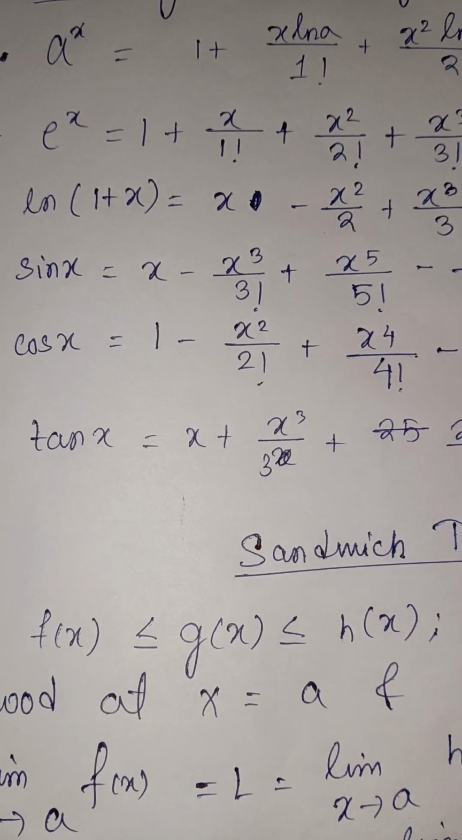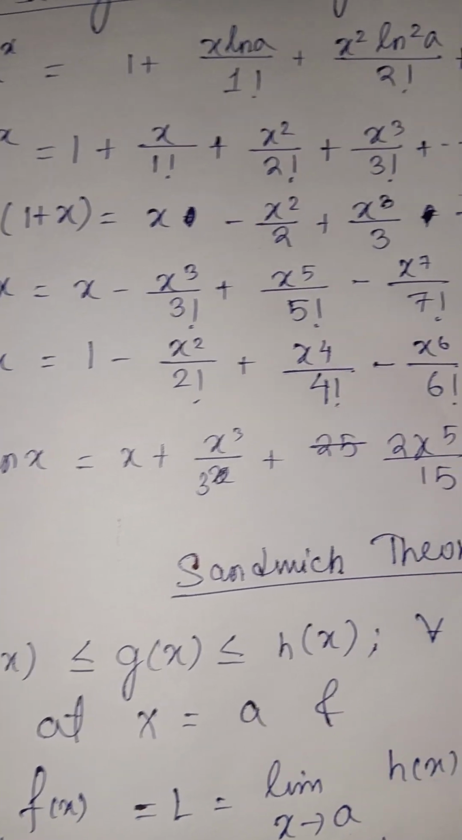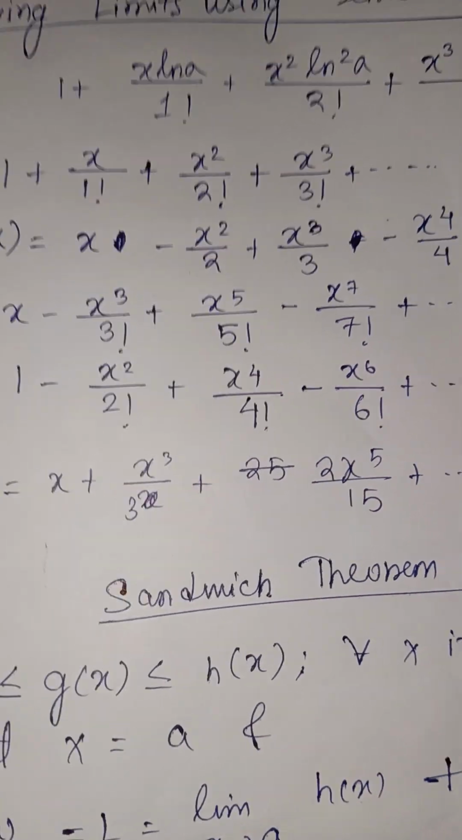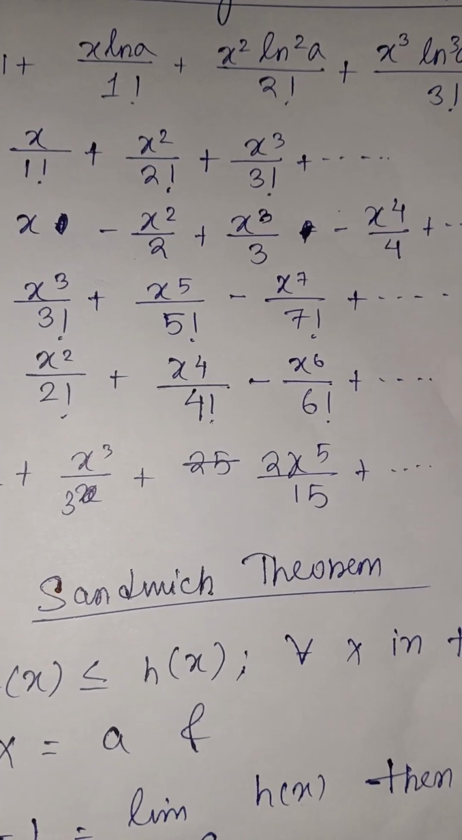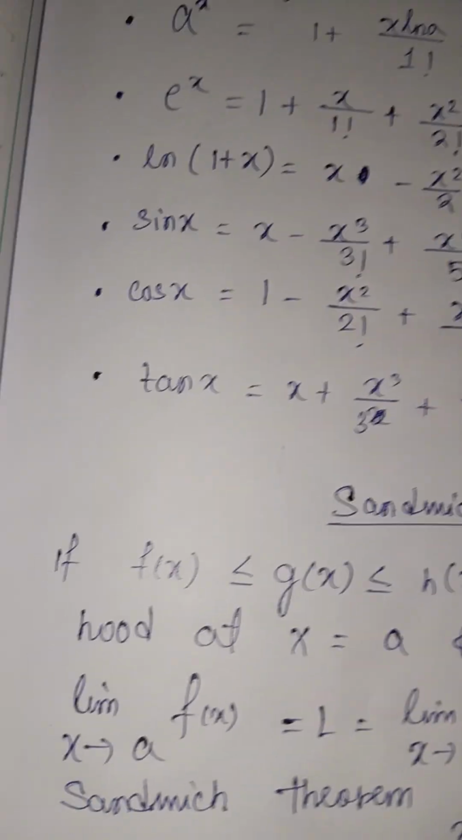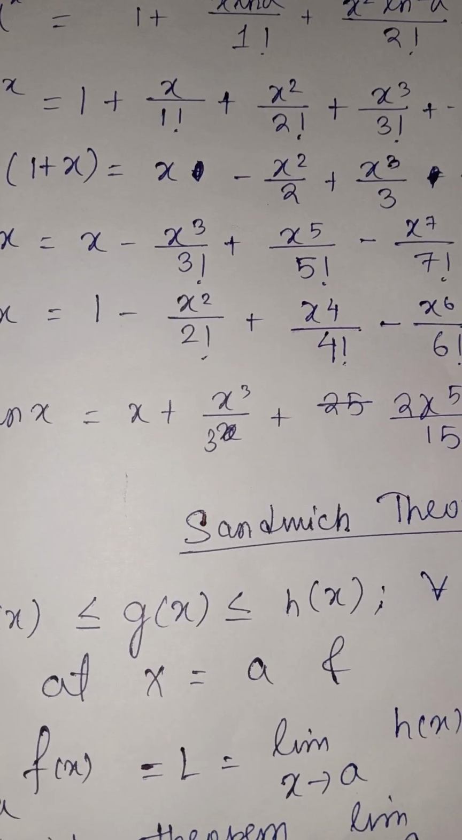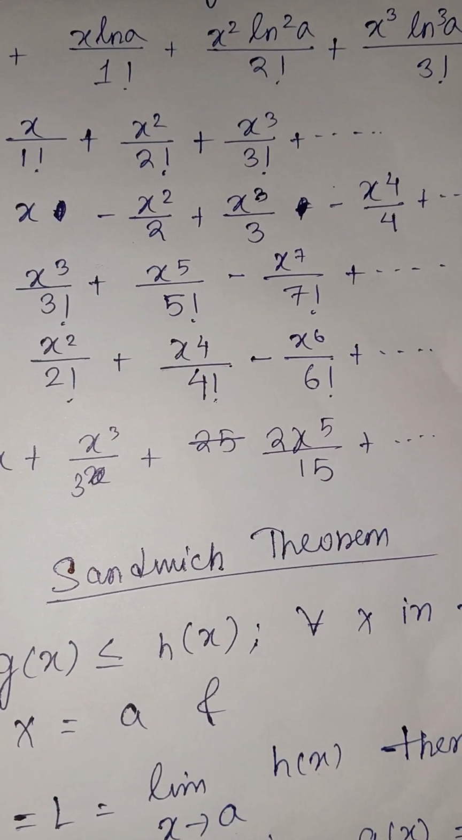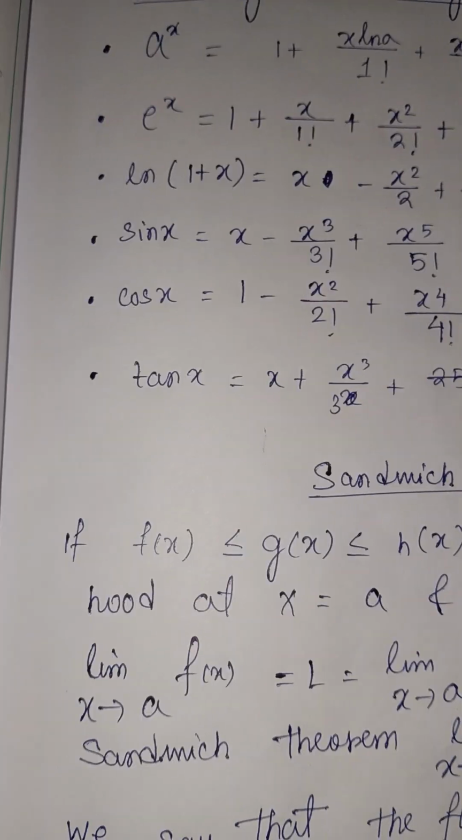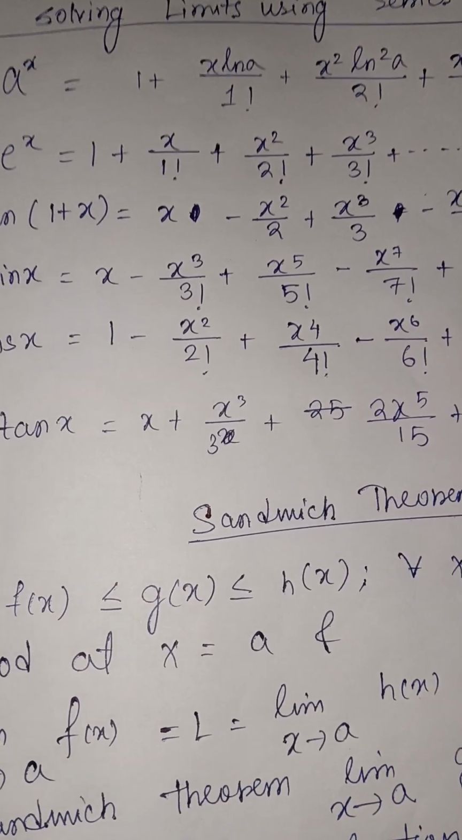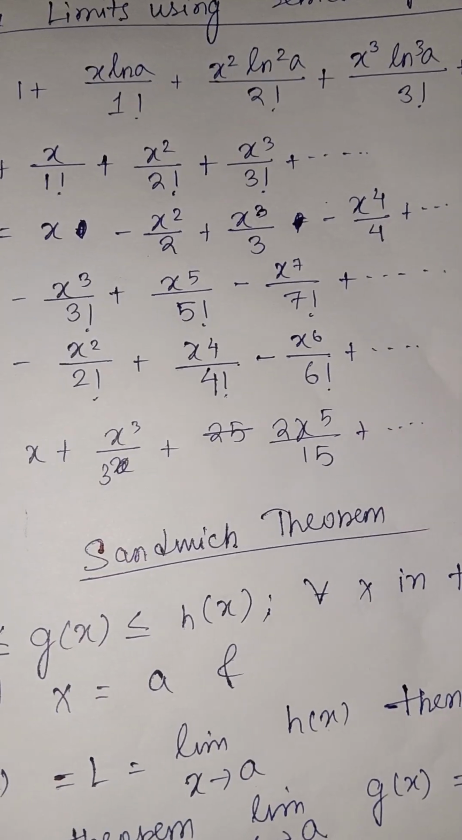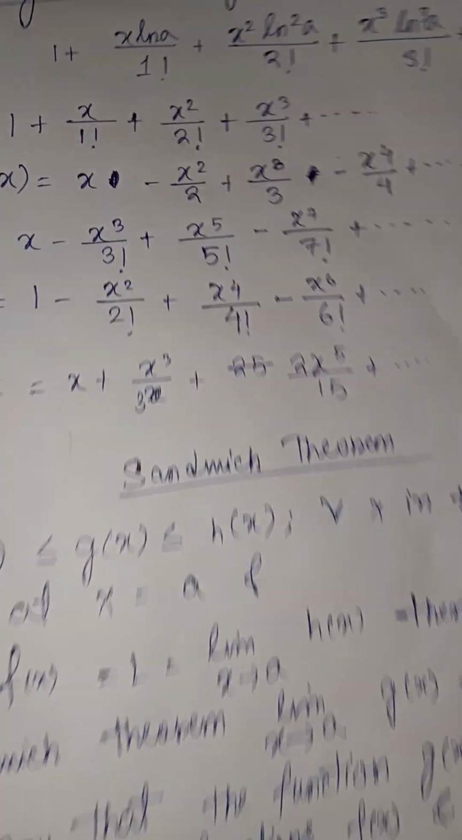Next, sin x is equal to x minus x cube by 3 factorial plus x to the power 5 by 5 factorial minus x to the power 7 by 7 factorial plus dot dot. For cos x is equal to 1 minus x square by 2 factorial plus x to the power 4 by 4 factorial minus x to the power 6 by 6 factorial plus dot dot. For tan x is x plus x cube by 3 plus 2x to the power 5 by 15 plus dot dot.